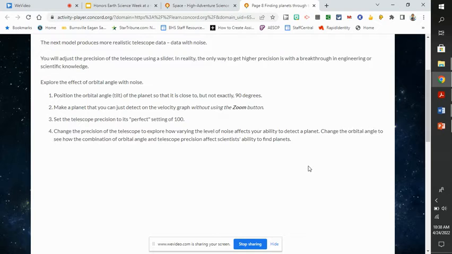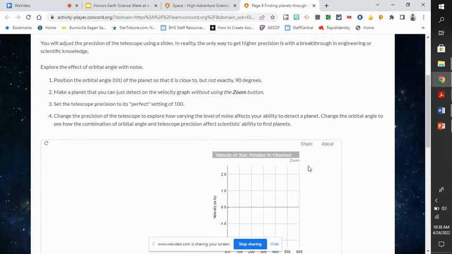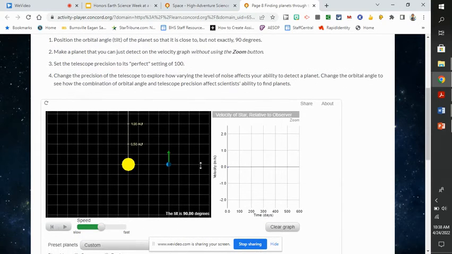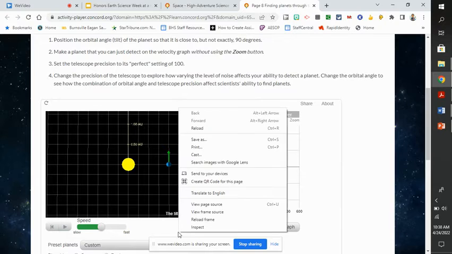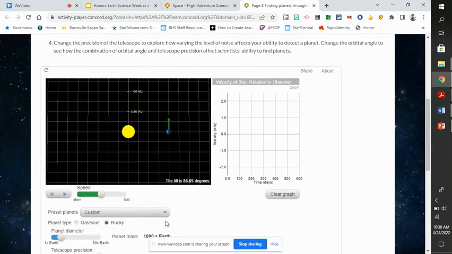And now you're going to take a look at creating your own noise. It says position the orbit angle so that it's close to but not exactly 90 degrees. So, maybe 86.65 I picked. Make a planet that you can just detect. So I'm going to go ahead and create a planet here. I'll make it bigger and we press play. I'm going to look to see if this shows just a little bit of movement. Maybe I want a little less movement than that. Barely detect, it said. So I'm just playing around with the parameters here. Can I get a planet that you can barely detect?